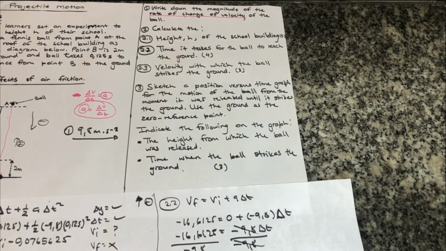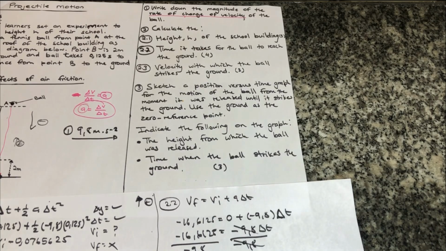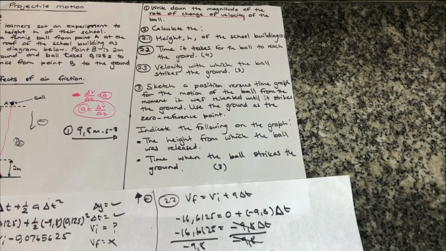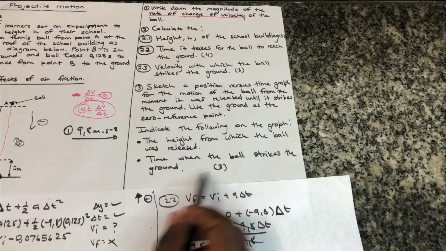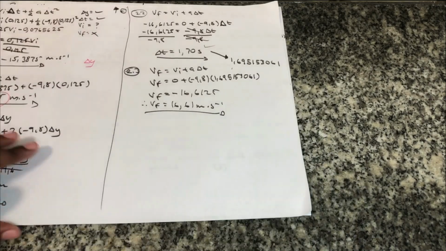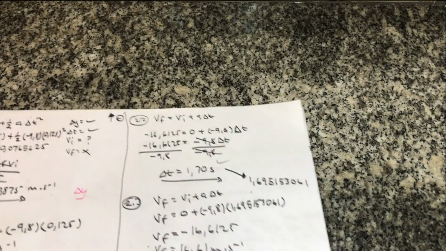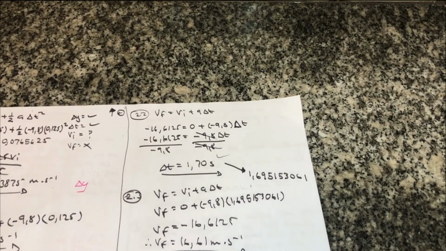So number 3: sketch a position versus time graph for the motion of the ball from the moment it was released until it strikes the ground. Use the ground as the 0 reference point. Indicate the following on the graph. Very important: the height from which the ball was released, as well as the time the ball strikes the ground. 3 marks, so the shape will also be a mark. So that's number 3.